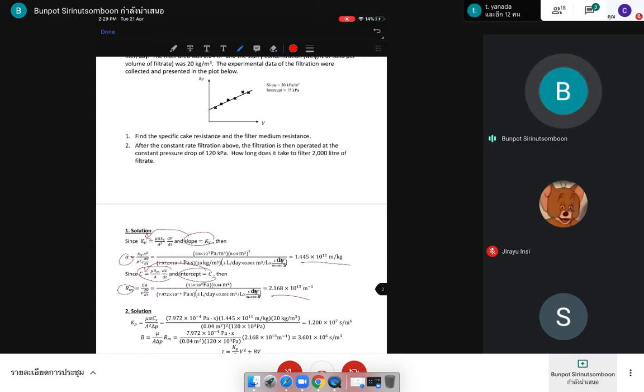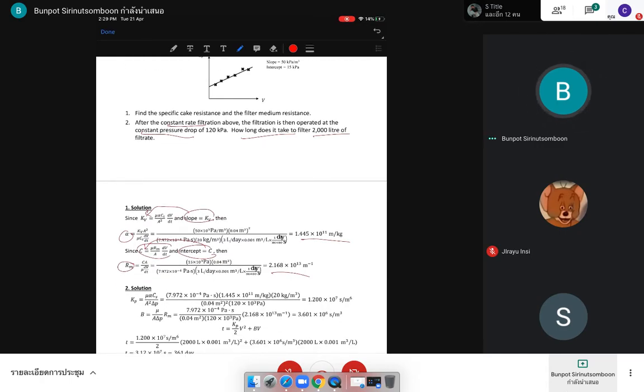And then for the second question, they switch the mode of operation from constant rate to constant pressure drop, but using the same cake material and the same filter material. Okay, and it asks how long does it take to filter 2,000 liters of filtrate.